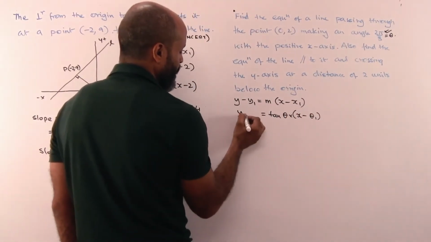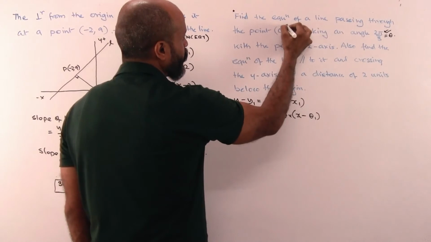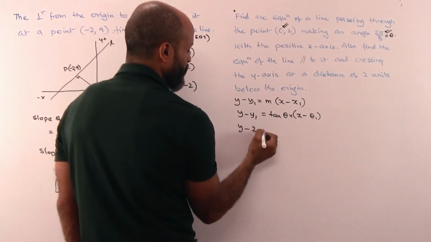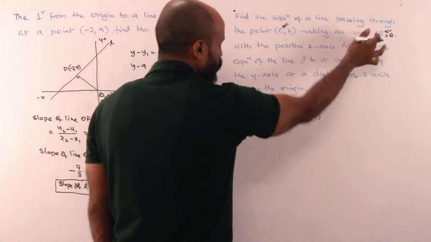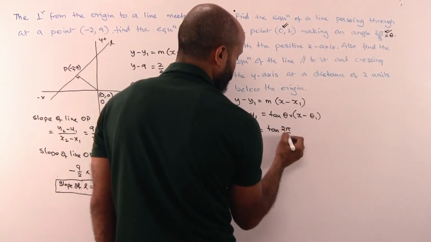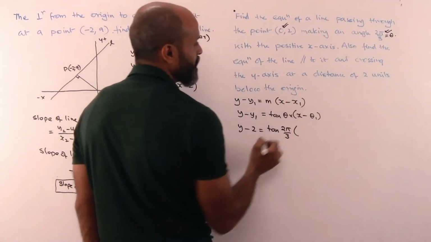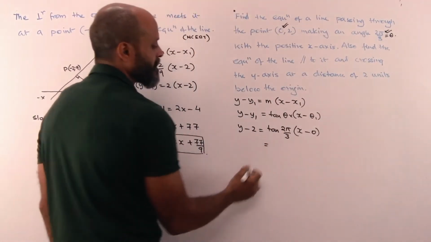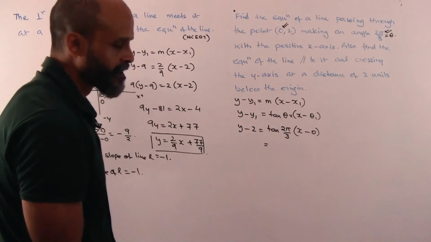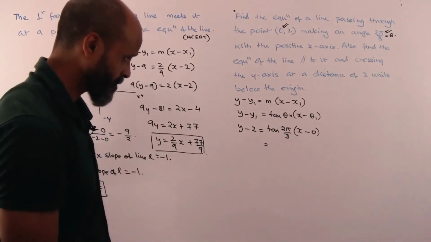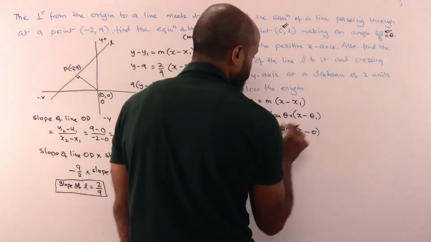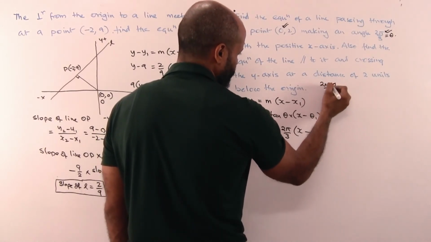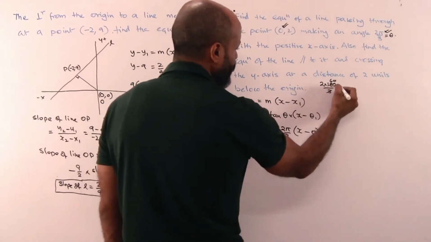Okay, this will be y minus y1. We are aware of one point, that is (0, 2). So here y minus 2 is equal to tan 2π/3 into x minus x1, x minus 0. So tan 2π/3, how much will this value be? If we are confused about this, we can always say tan of 2 into 180 by 3, basically 360 by 3, it will be 120.